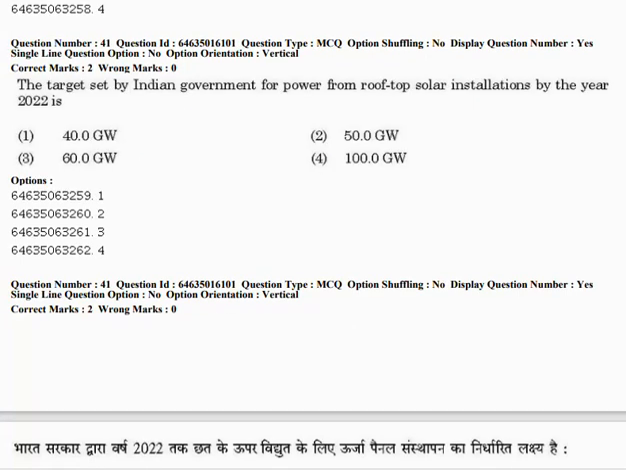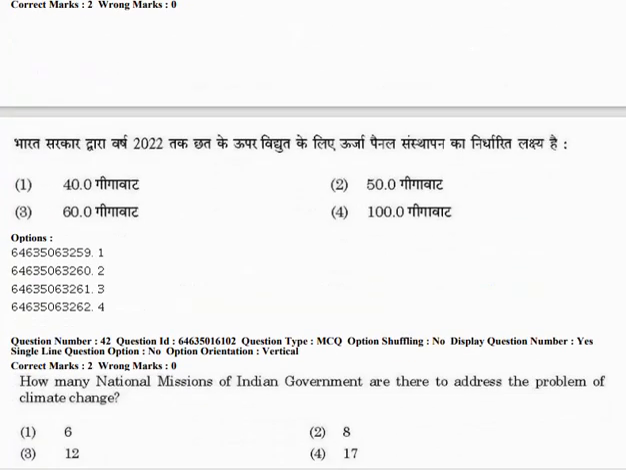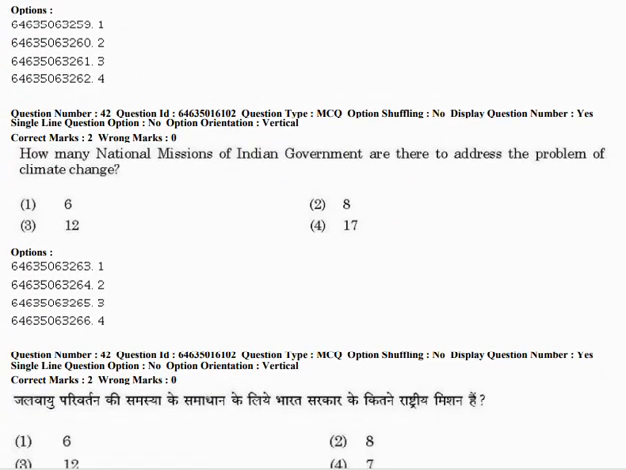Option number 4. The target set by Indian government for the grid-proof rooftop solar installation by the year 2022 is 100 gigawatt. Simple question है. How many national missions of Indian government are there to address the problem of climate change? There is in total 8 national missions.